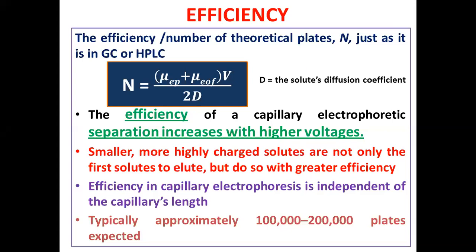We know the electrophoretic mobility we can calculate, the electro-osmotic flow we will be knowing, and by just substituting all these parameters, the efficiency of electrophoretic separation can be written as nu EP plus nu EOF, multiplied by V, divided by 2D, where D is the solute's diffusion coefficient in the capillary tube. At what rate of diffusion the solute is traveling, that is denoted by the diffusion coefficient represented by D. So the number of theoretical plates, or efficiency of separation in capillary electrophoresis, denoted by N, is simply written as nu EP plus nu EOF, multiplied by V, divided by 2D.